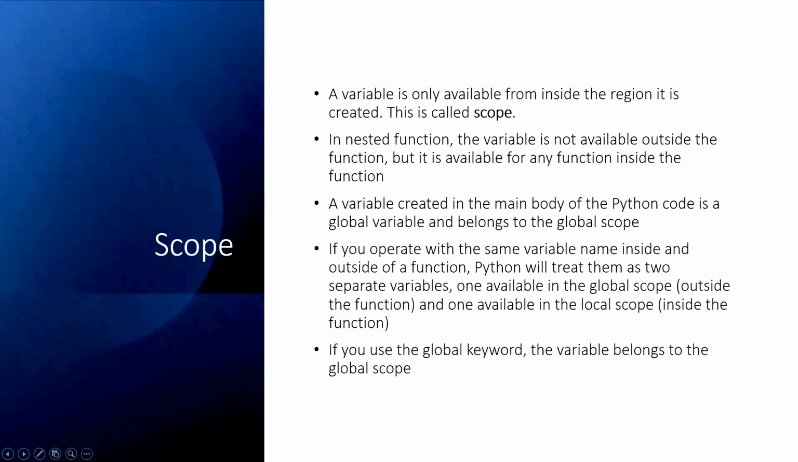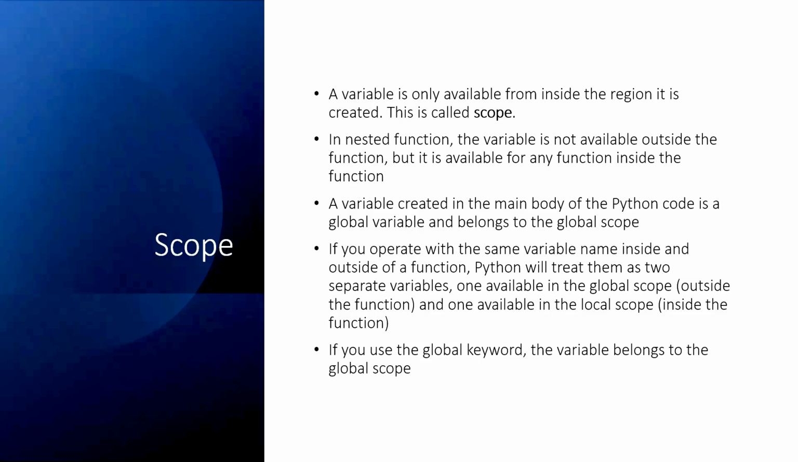The third one: a variable created in the main body of the Python code is a global variable and belongs to global scope. We'll see an example of this. Any variable which is defined in the main body, you can access that variable anywhere, inside the function, outside the function, from anywhere. Now if you operate with the same variable name inside and outside, for example, if you define a variable x in the main body and inside the function, then Python will treat it as two separate variables, one available in the global scope and one available in the local scope.